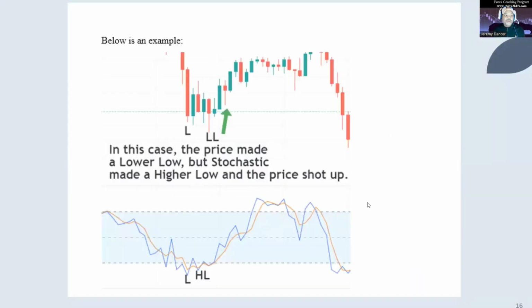All right, so we kind of touched on this earlier, so I'm not going to spend too much time on it. But you can see here the candles were making lower lows, which was basically a false read on the charts.